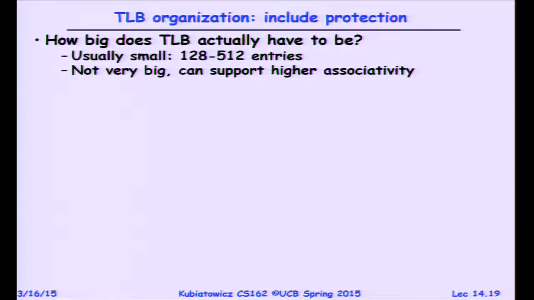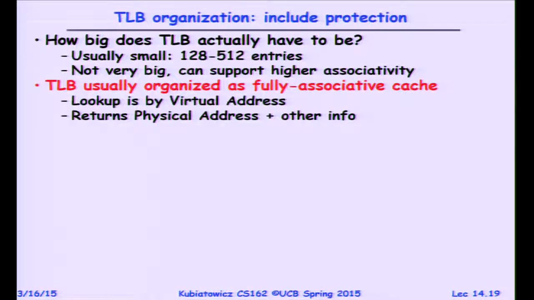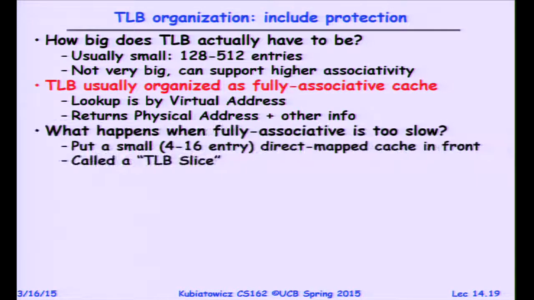Okay, and by the way, TLB is usually fully associative. Lookups by virtual address return the physical address. But if it's too slow, and this does happen on some processors, we actually put a little tiny direct mapped cache in front of it to make it really fast. Okay, and that's actually often called a TLB slice, because it's really small.